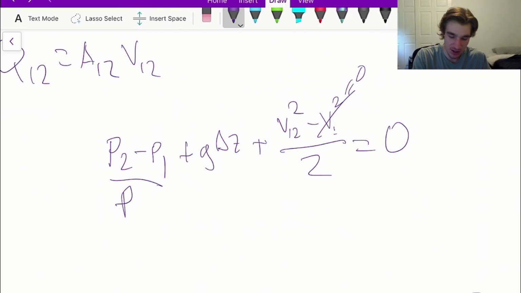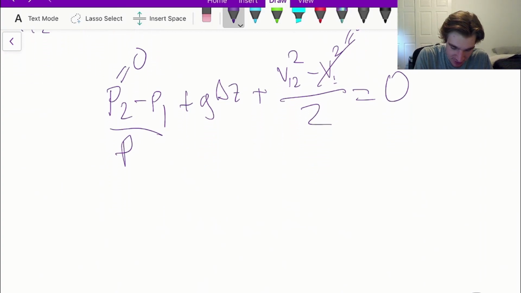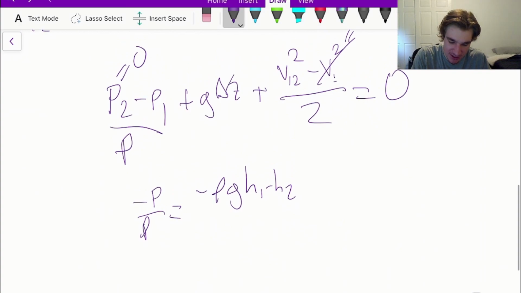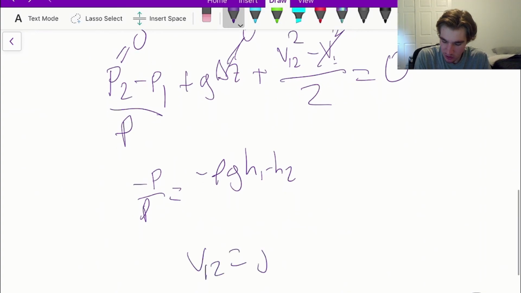P2, in this case, is going to be equal to 0. So we have negative P1 over rho, which is really equal to negative rho G H. In our case, that H is going to be H1 minus H2. So once we have that, we plug everything in. Our delta Z is 0 because there is no change in height over that pipe stream. We get V12 is equal to the square root of 2G times H1 minus H2.